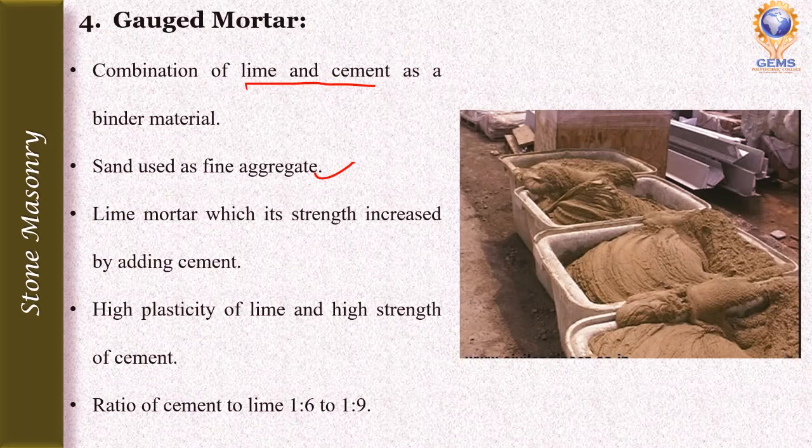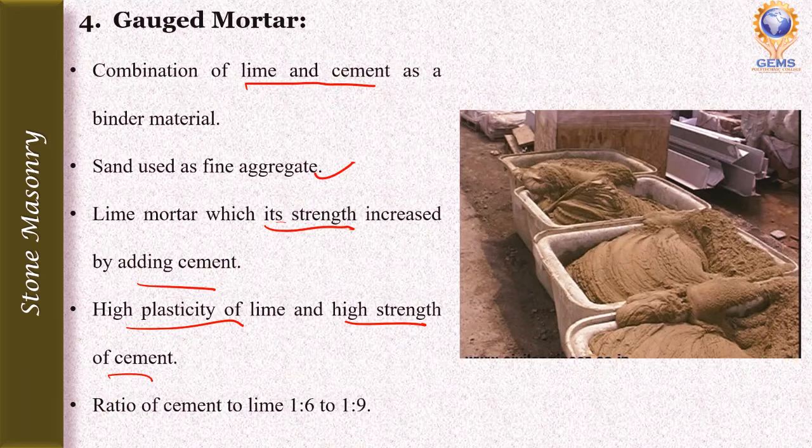Gauged mortar is essentially a lime mortar whose strength is increased by adding cement. So usually gauged mortar is a lime mortar only, but its strength is increased by adding cement. We are increasing the lime mortar strength by adding the cement to it. So the mortar will have the high plasticity of lime and the high strength of cement. So it will have both characteristics. Because of the lime, it will have high plasticity. Because of the cement, it will have high strength.